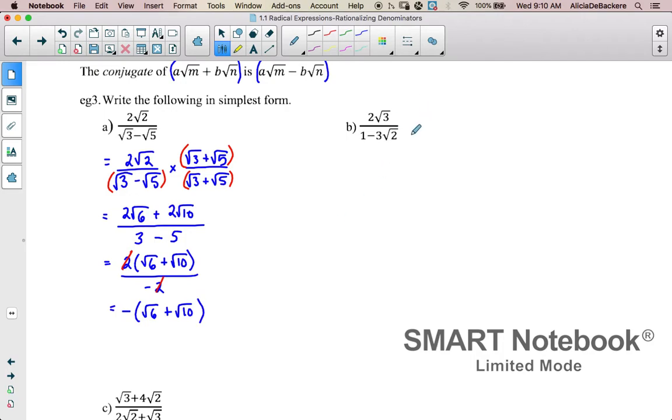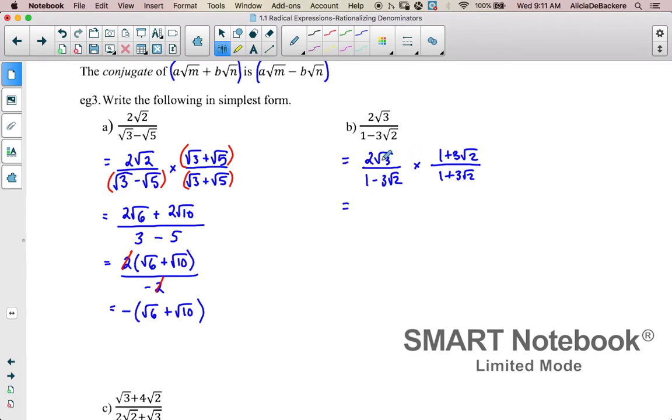And I'm done. All right, so we're going to try the same trick here with this second one. Again, I've got a root in the denominator, but it's a binomial. So in order to get rid of it, I'm going to multiply by the conjugate of 1 minus 3 root 2. So the conjugate of that is going to be 1 plus 3 root 2. So I'm just switching. If it had been 1 plus 3 root 2, I would change to 1 minus 3 root 2.